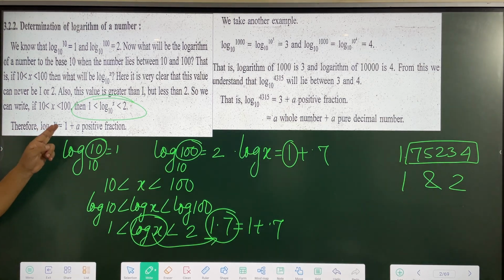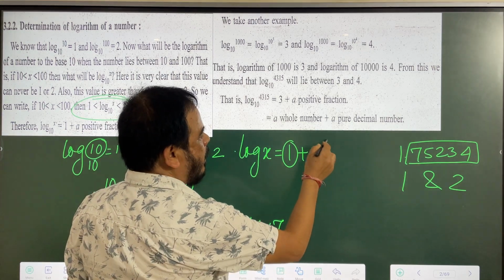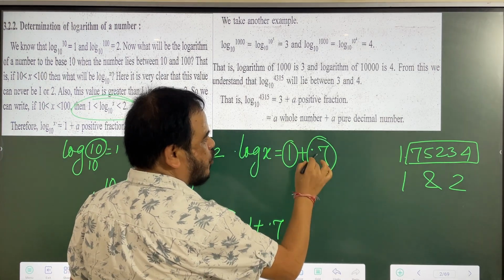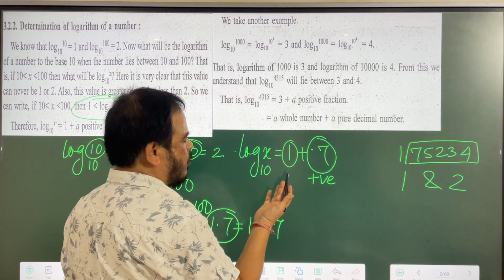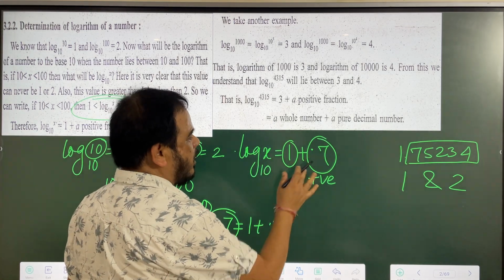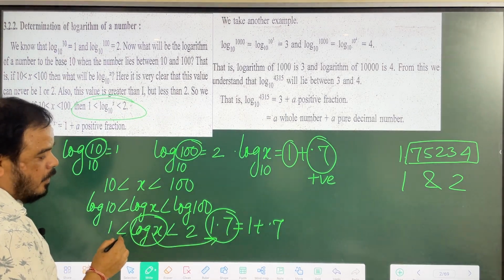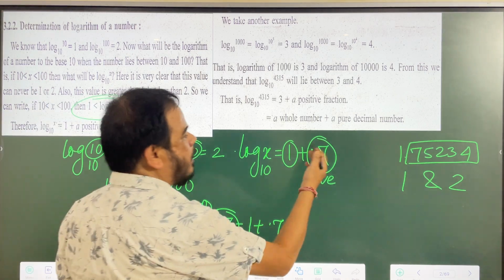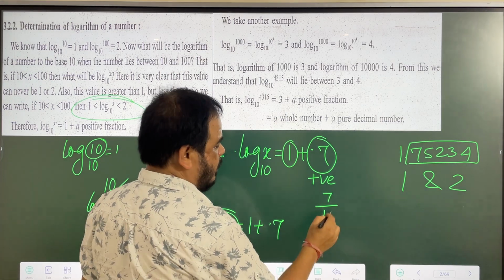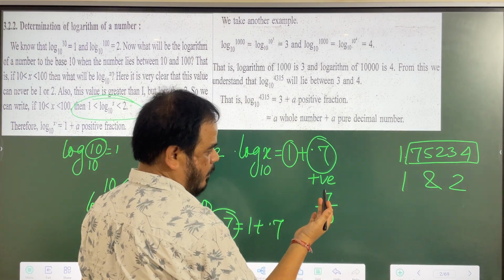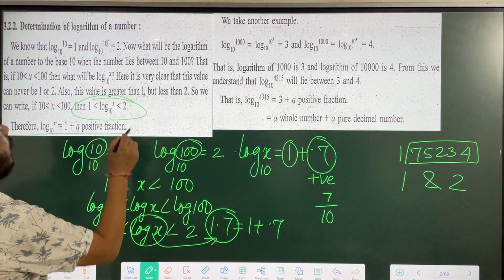So log x base 10 equals 1 plus a positive fraction. 1 plus a positive decimal number, which means a fraction. This will be always positive. Remember, always positive. Even if the base is not written, it is no problem. Log x equals the first number you will get, 1, because log x is greater than 1, as I have assumed 1.7. The second term will always be a fraction or decimal. 0.7 means 7 by 10. Fraction or decimal, same meaning. So what is written here? This is a very important line.